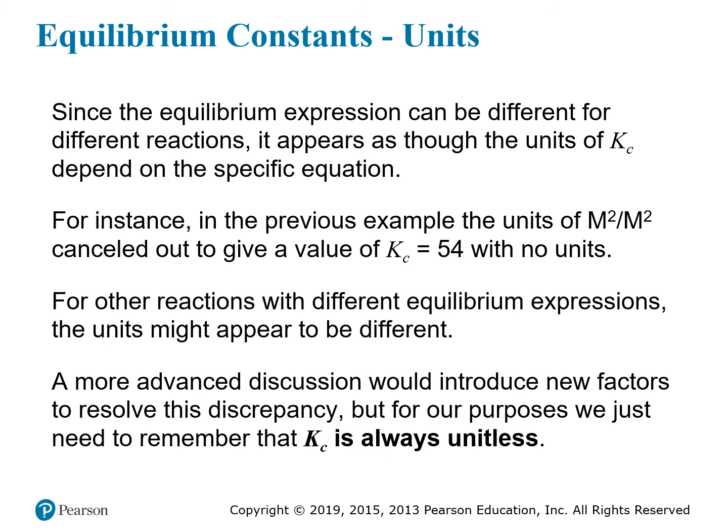Now we know that the equilibrium constant will have a different form depending on the chemical equation we're looking at. So at first it seems like you might have different Ks for different reactions that have different units. So for instance, in the previous example, we had units of molar squared divided by molar squared. Those cancel out, and so it gave us Kc equals 54, and there were no units. Okay, so that was sort of a fortuitous example because they canceled out. But even if it doesn't look like they cancel out, we generally just leave the units off of K. Okay, so there is a more advanced treatment of this topic where we introduce new factors that account for the concentrations.